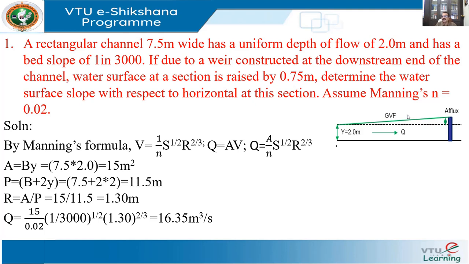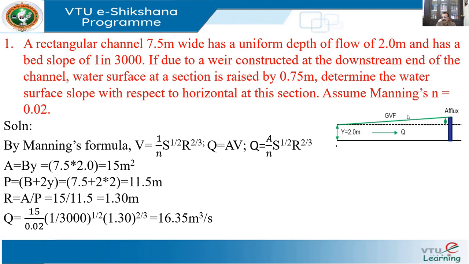Since Manning's roughness coefficient is given in the problem, let us start with Manning's equation. What is Manning's equation for velocity? V is equal to 1 over n, S to the power of half, R to the power of 2/3. Now, the discharge equation is given by Q is equal to A into V. Therefore, in place of V, if I substitute Manning's formula, then Q is equal to A divided by n into S raised to half, R raised to 2/3. What is S? What is R? S is the bed slope. R is the hydraulic mean radius.